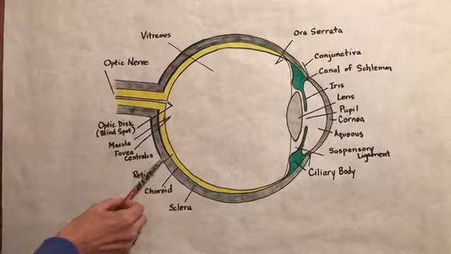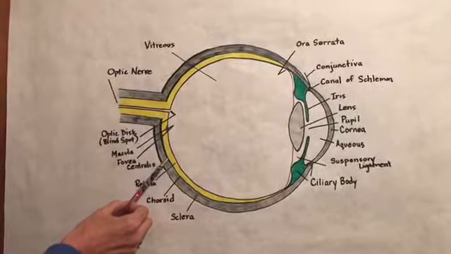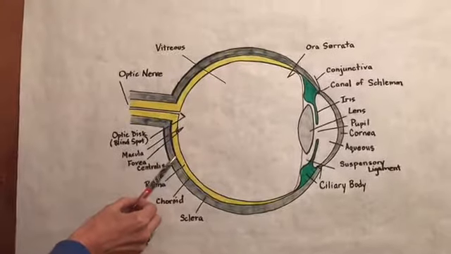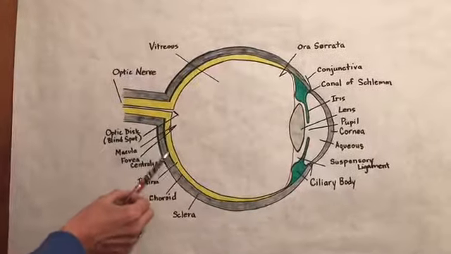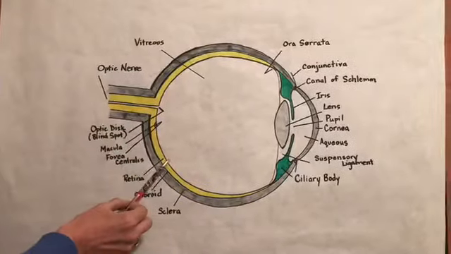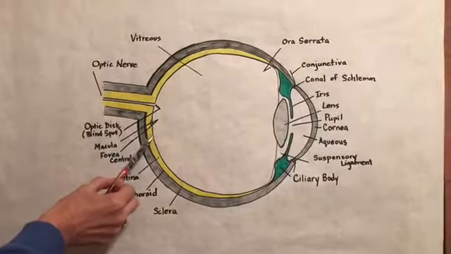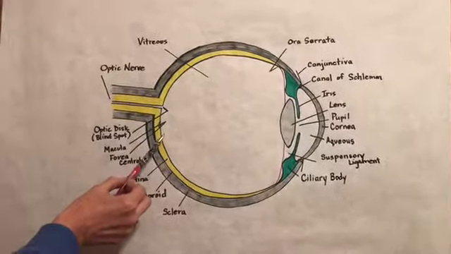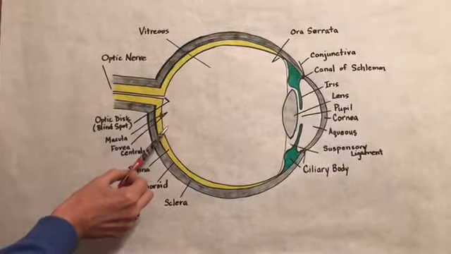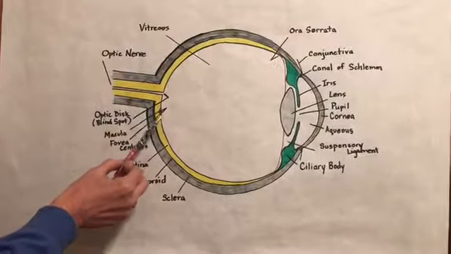Next, we'll have the retina, the inner lining of the back chamber of the eye, which contains the cones and the rods that receive light rays and convert these light rays into electrical impulses, which are relayed to the brain via the optic nerve.